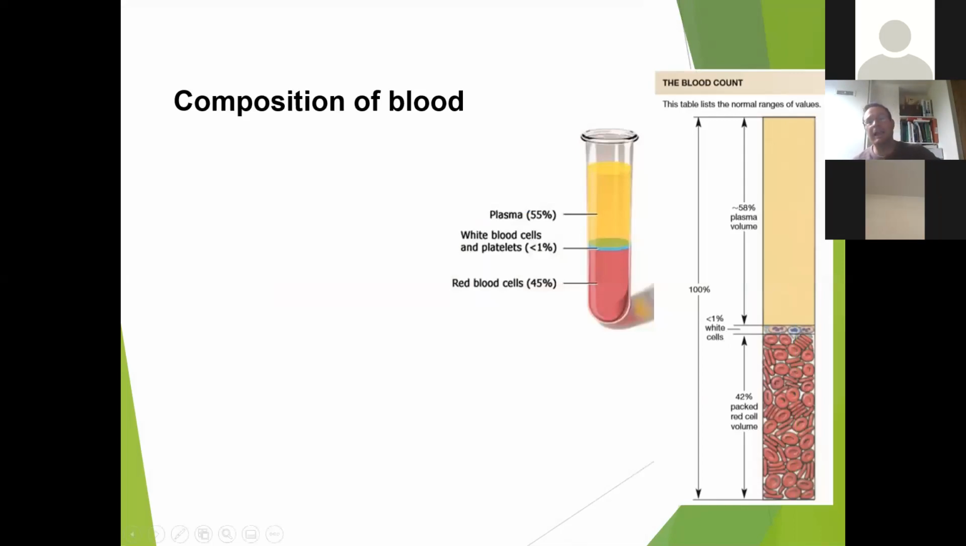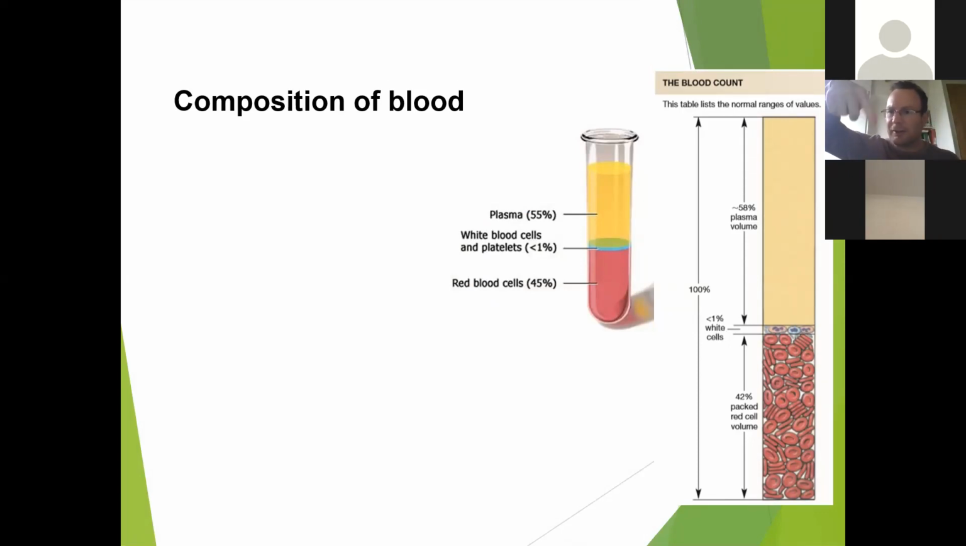So let's dig into the blood. On the right hand side, I've got a little picture of a test tube of blood. How you normally get that, if you can imagine, is we took a sample of blood and spun it round in something called a centrifuge. You may have seen these in labs.